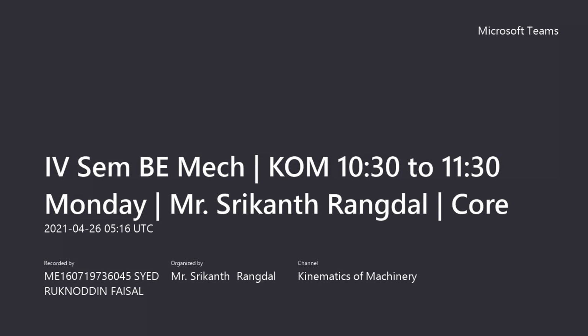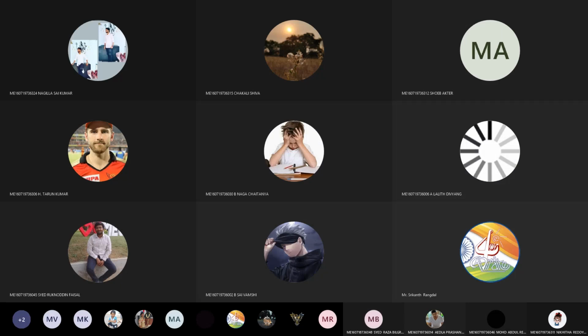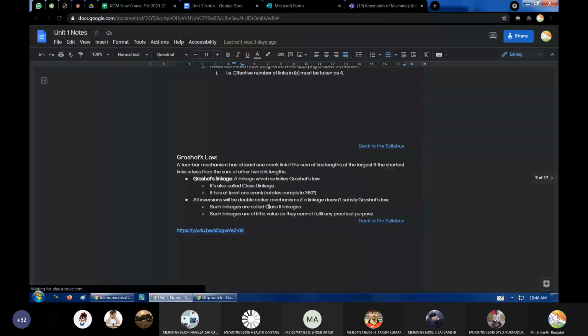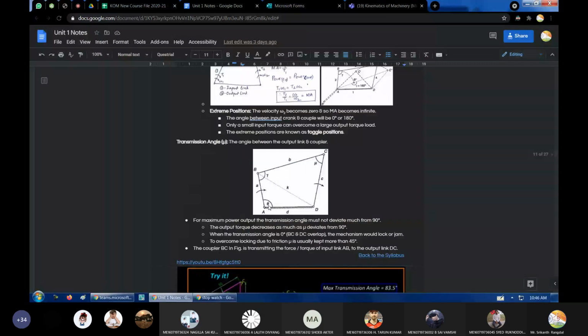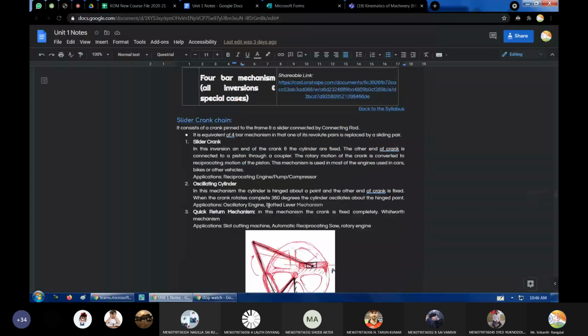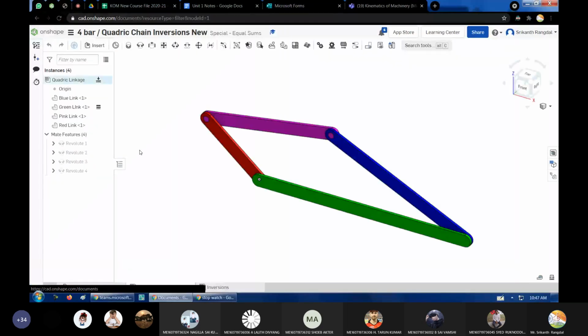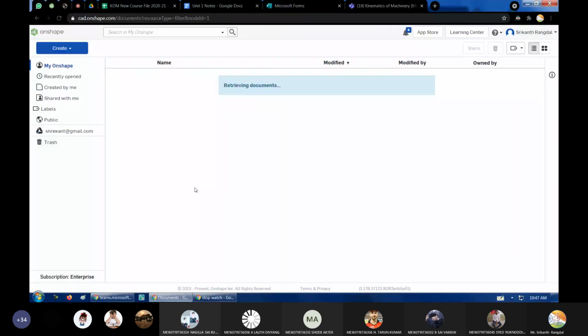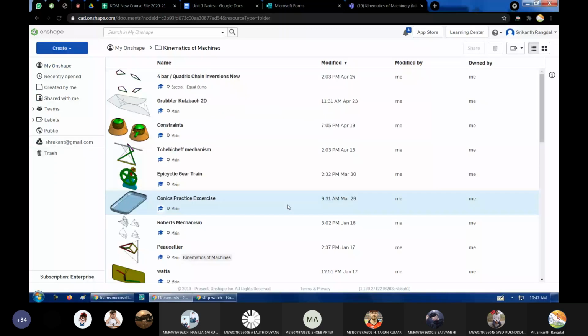crank. So what it basically does is it will convert the rotating kind of motion into reciprocating kind of motion. Okay, so this is where you can see this is a slider crank mechanism, and these are all the inversions of it. So let me open this 3D file and show you kinematics. Slider crank.